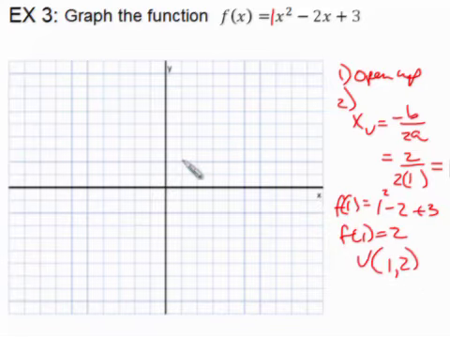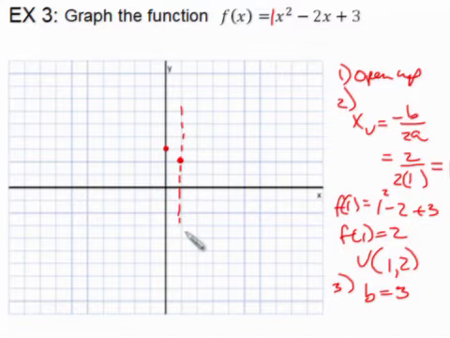So plotting the vertex and realizing that it opens up, we see that there are no x-intercepts. But we do have a y-intercept, which is step 3. To find the y-intercept, we let x be 0. So letting x be 0, we see that our y-intercept is 3. And since our axis of symmetry is a vertical line that goes through our vertex, we can find a matching point on the other side of our y-intercept. This will allow us to get a sketch of our parabola.